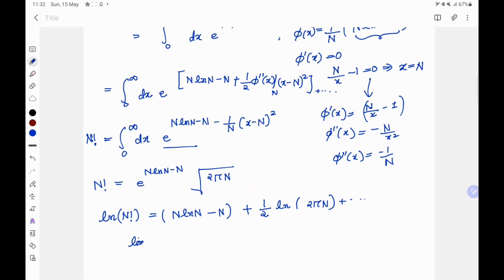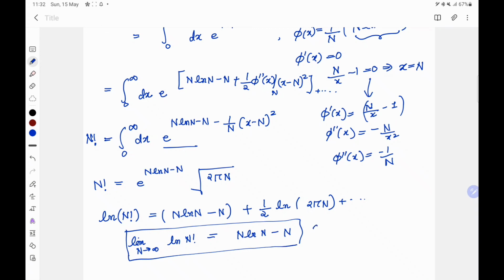So in the limit n tending to infinity, log n factorial is approximately equal to n log n minus n. This is Stirling's approximation of n factorial. And this formula is actually very important in statistical mechanics. Maybe you have seen it earlier, but if not, you will see it. So this finishes this tutorial here. Thank you very much.